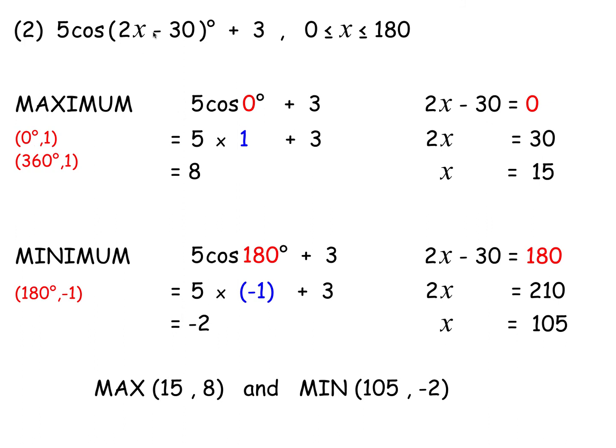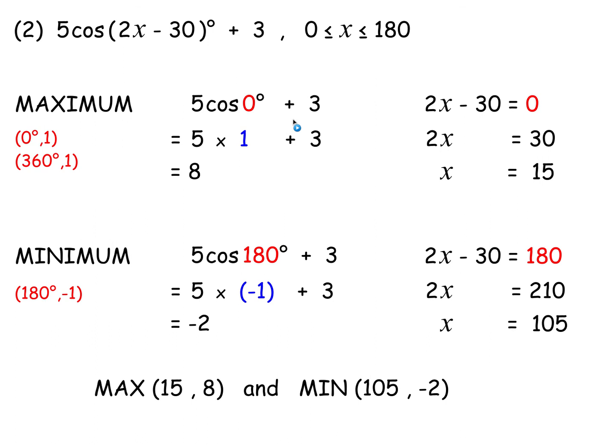Now, if that had said 2x plus 30, you would use the 360 degrees one, because if you use 0, you're going to negative angles. So that's the only reason you get the 360 there. If you use 0 and it went to negatives, you would use a 360 instead.